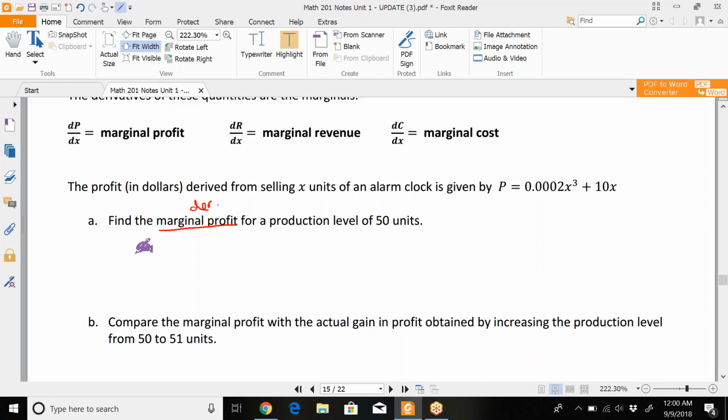This is the profit function, so we don't have to find it. They gave it to us. So we're looking for dP/dx or P prime. If we bring the 3 to the front and multiply that by that, that'd be 0.0006x squared plus 10. And then they told us that our x units is going to be 50, so we can evaluate that now at 50.